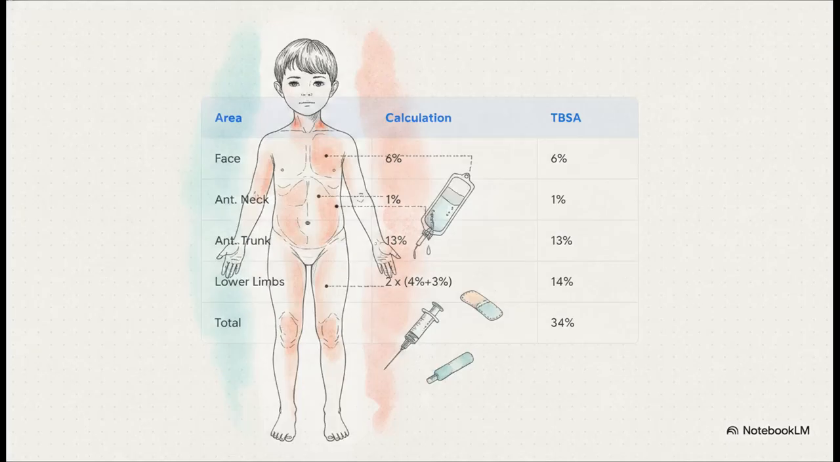Using the pediatric London Browder chart gives us way superior precision here. The answer is E, 34%. Here's how the math breaks down. The face is 6%, the anterior neck is 1%, and the anterior trunk, so the chest and abdomen combined, is 13%. For a 5-year-old, the front of the lower limbs, excluding those spared feet, gives us 14%. Add up the whole shebang, and we land exactly at 34%. Making this pediatric adjustment is absolutely crucial so you don't dangerously over- or under-resuscitate a kid.